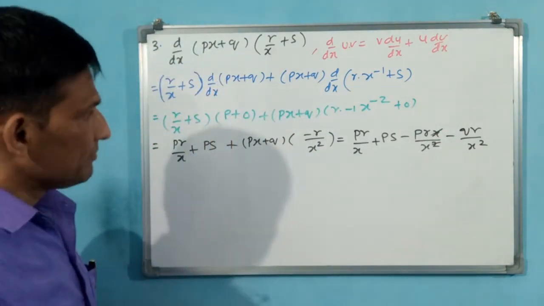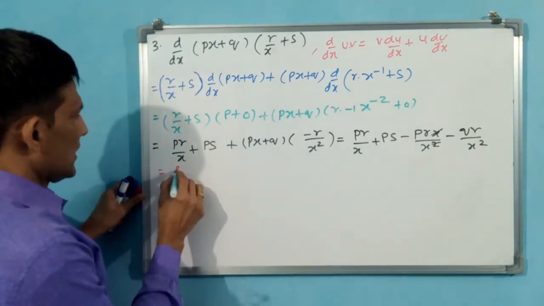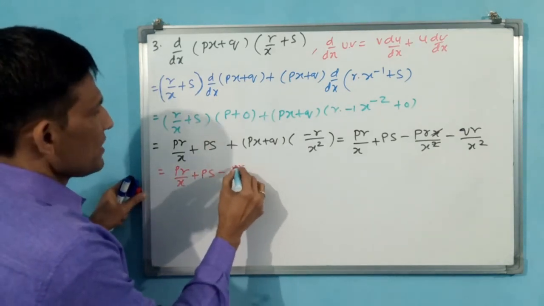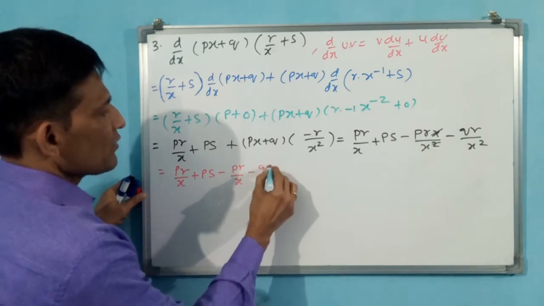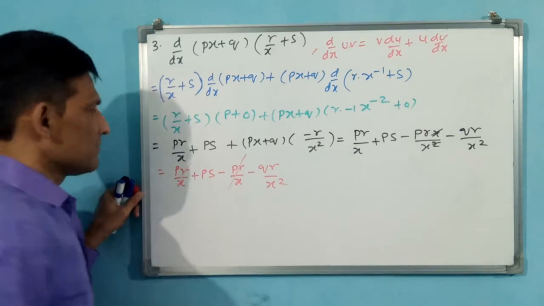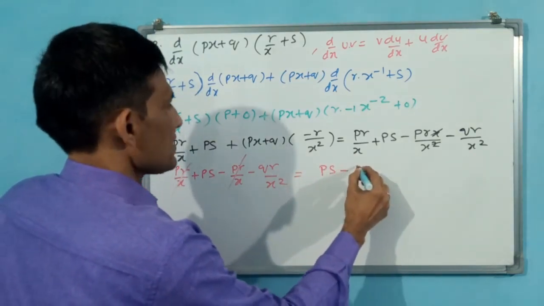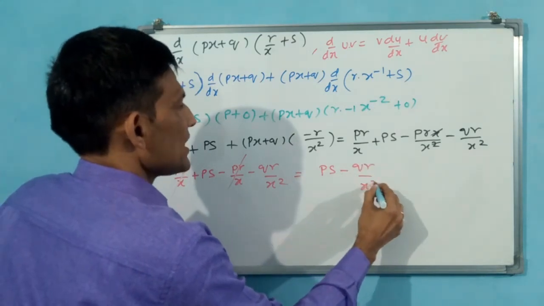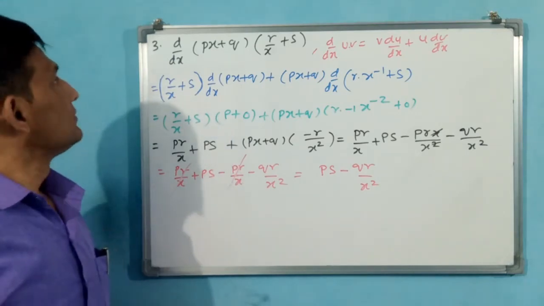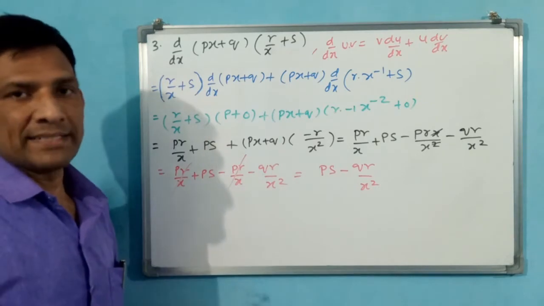What will happen? pr by x plus ps minus pr by x minus qr by x square. These two are going to get cancelled. Is it okay? Definitely okay. That is equal to ps minus qr by x square. This will be your answer for third question. Okay. ps minus qr by x square is your answer.